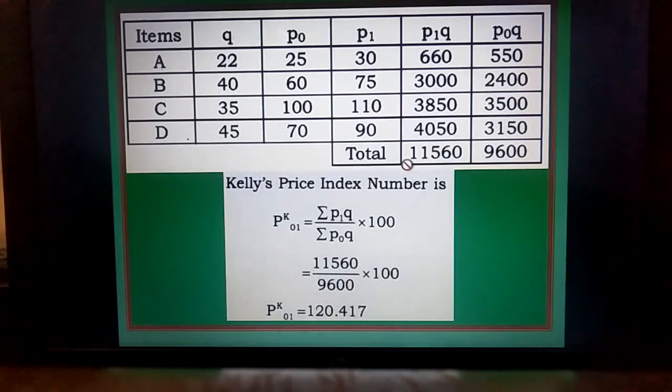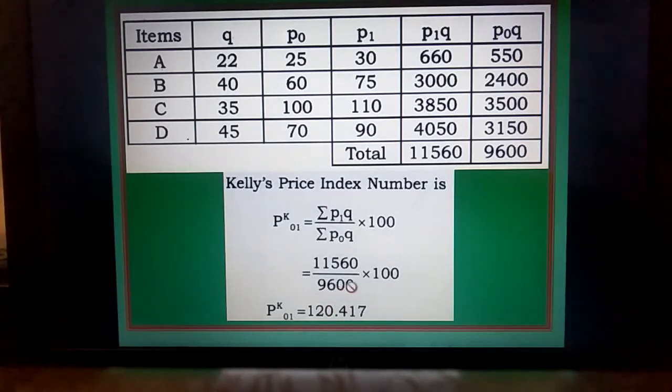And after that we need the total, that means sum of P1Q we want and then sum of P0Q we want. So those sums we have got already. So Kelly's price index number, the formula is a known fact to us. Substitute sum of P1Q here. What is that sum of P1Q? 11,560. So that is given in the numerator. And sum of P0Q, that is nothing but 9,600. Substitute accordingly in the denominator, multiplied by 100.